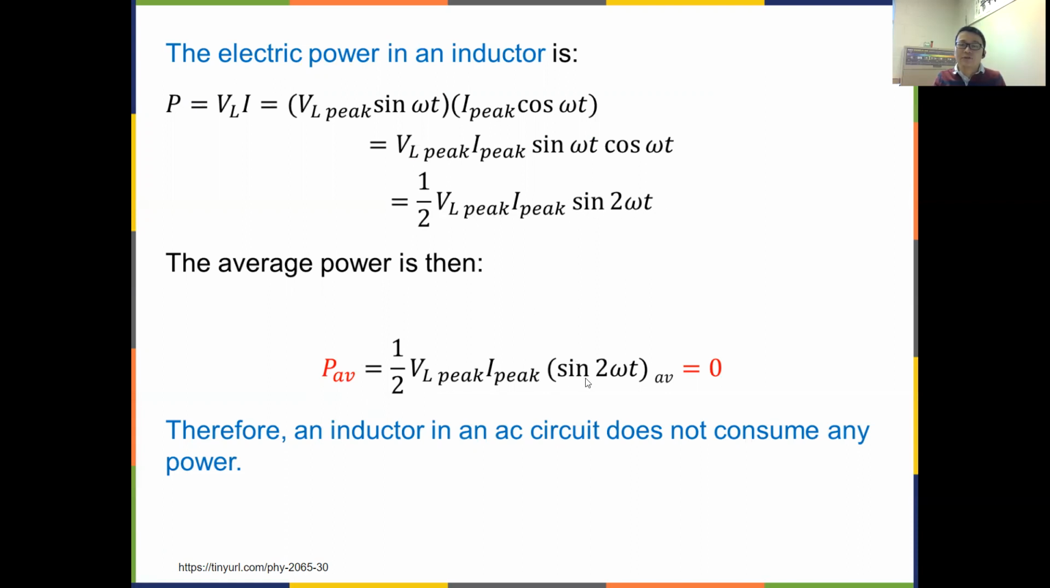Because sine goes from positive to negative, the average of a sine function will be 0. So essentially the average power on the inductor will be 0. That means the inductor doesn't consume any power, because the average power is equal to 0. An inductor in an AC circuit does not consume any power.